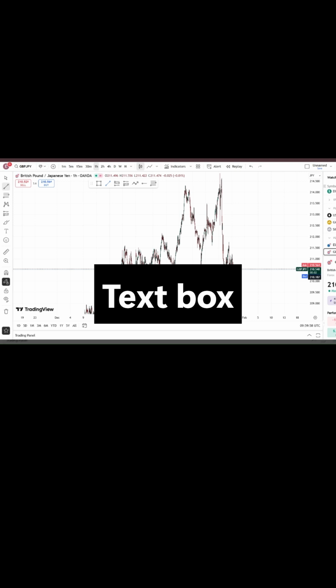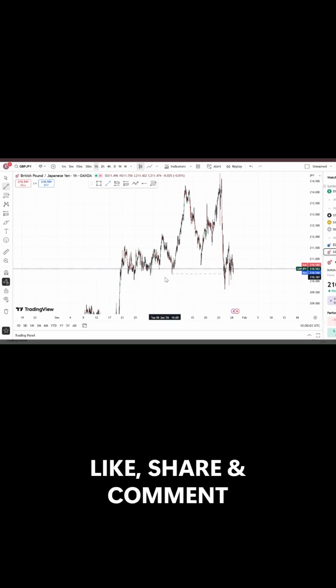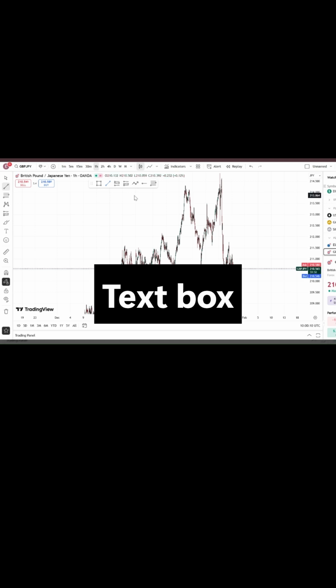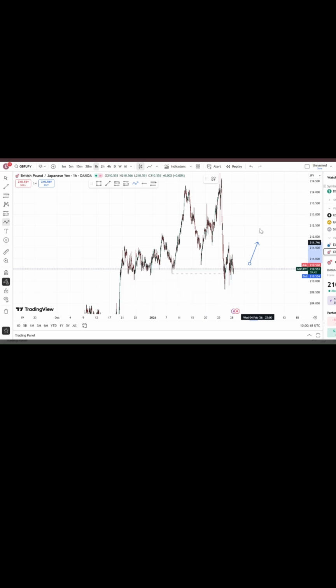Now there's what you call break of structure. Now when you have price do this, okay, let me use this tool, this path tool. Now whenever you see price doing this, you have something like this, then you have something like this.